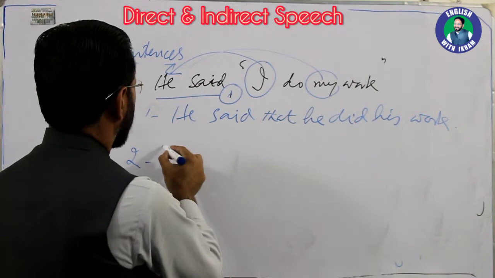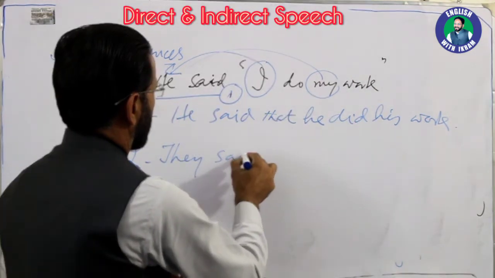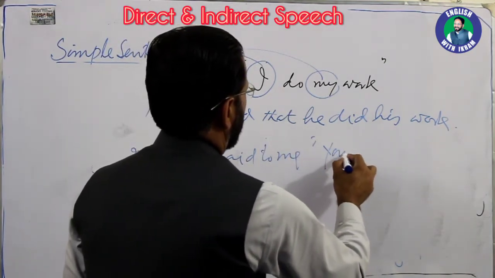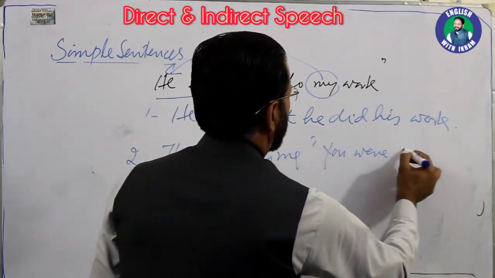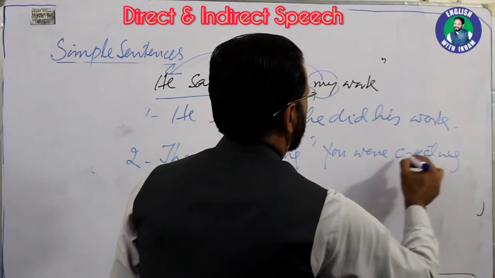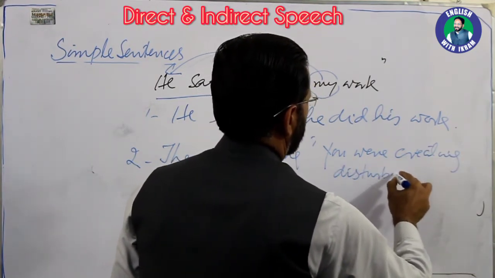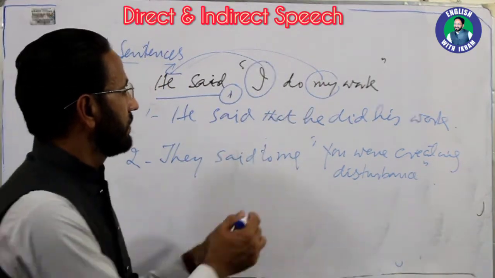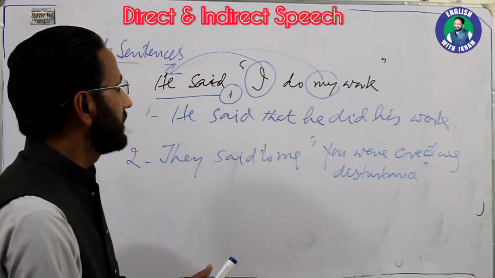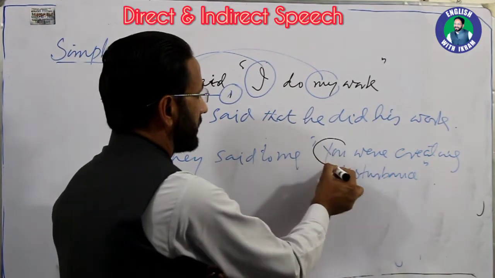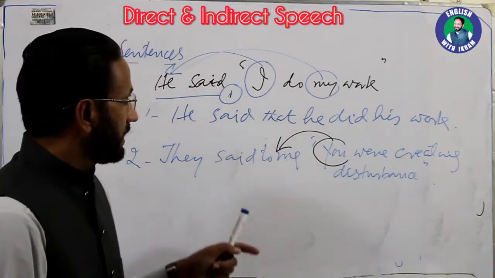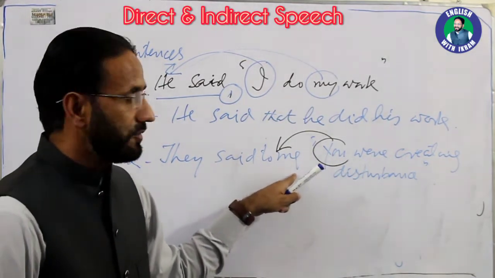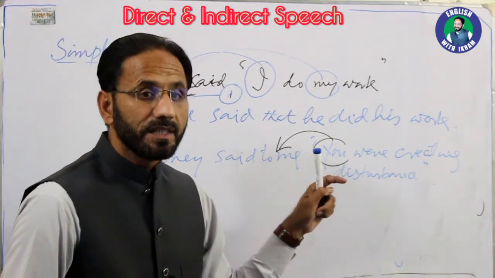One more example. They said to me, you are creating disturbance. Now the first thing, we will remove the comma. They said to me that, now this is second person. It will become object of the reporting speech. They said to me that I, you will become I. Here it's in objective case. When it goes over here as a subject, it will take the subjective case.